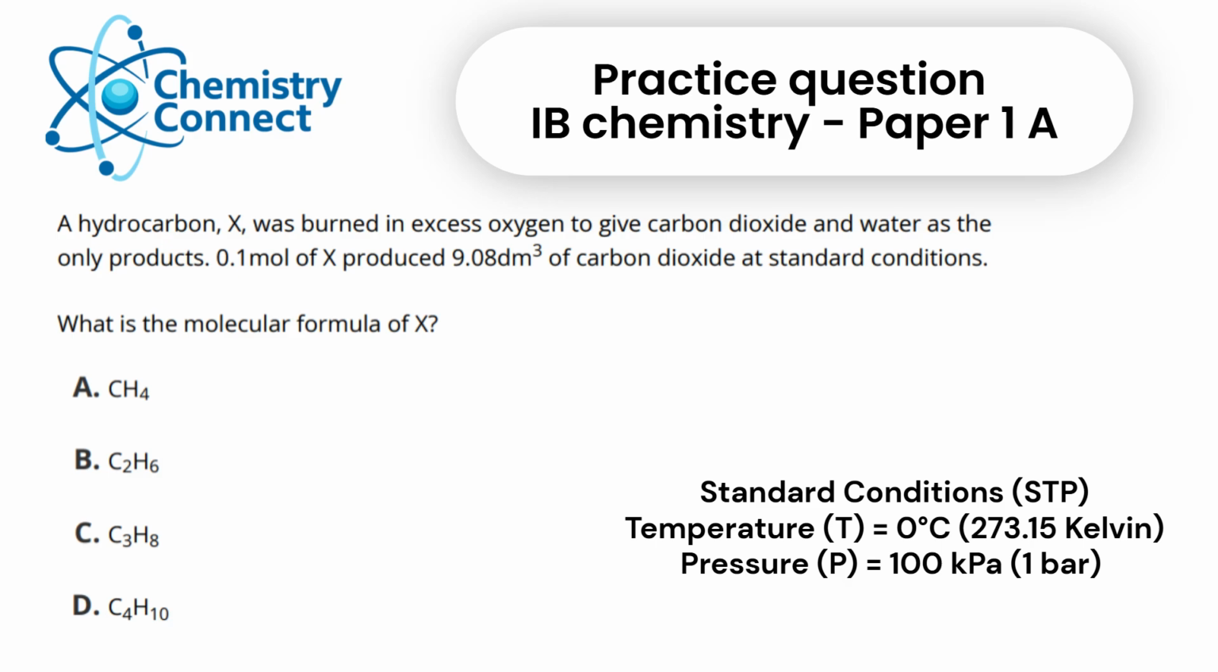Welcome everyone. Let's solve this question from a practice for paper 1A for IB chemistry. A hydrocarbon X is burned with excessive oxygen to give water and carbon dioxide. The amount of X burned is 0.1 moles and it produces 9.08 decimeters cubed of carbon dioxide at standard conditions. We need to find the molecular formula of X.